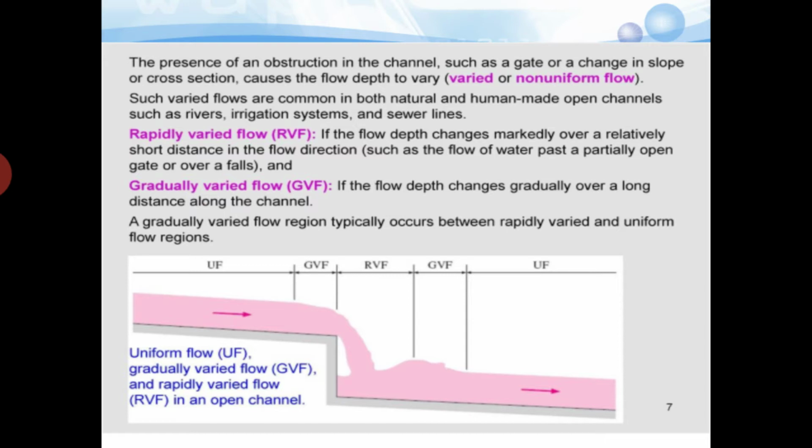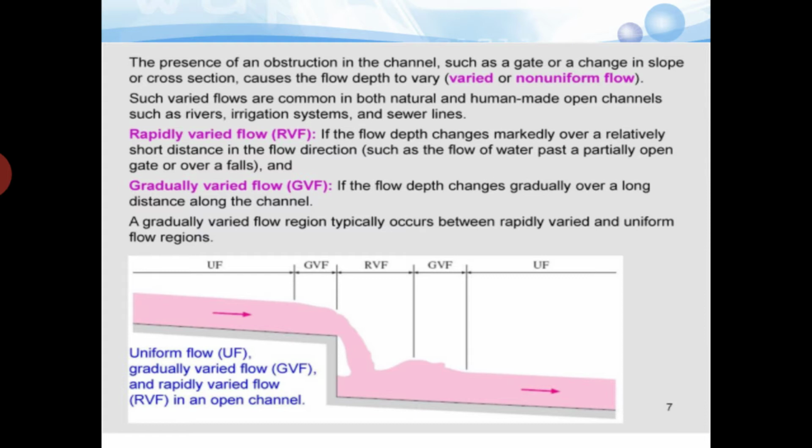Such varied flows are common in both natural and human-made channels. Natural means a river, a stream. It is quite common, and in human-made channels also it is present. Open channels such as rivers or irrigation systems and sewer lines.